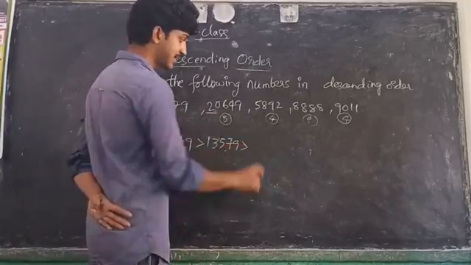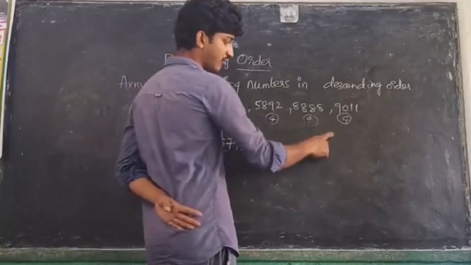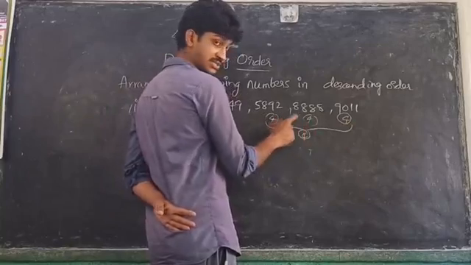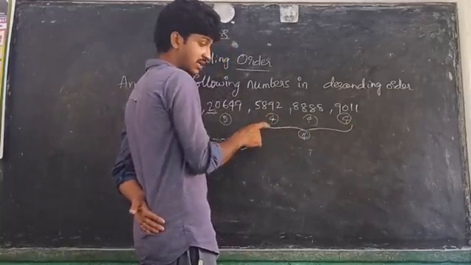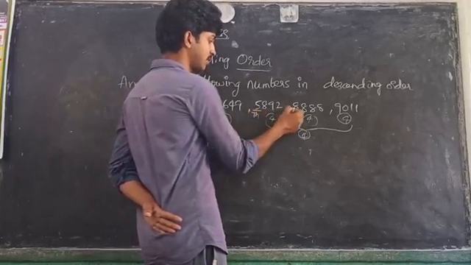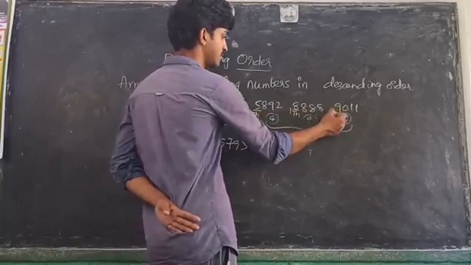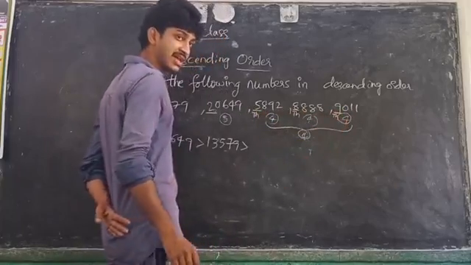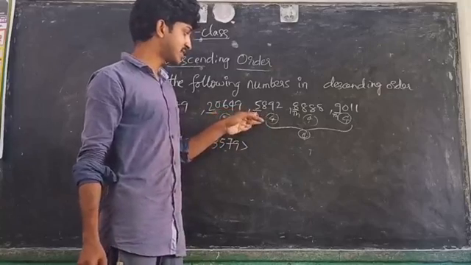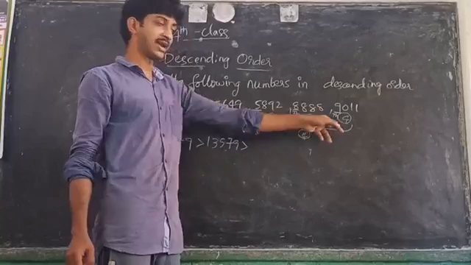Now compare these three numbers, because these three numbers are 4-digit numbers. Now compare these three numbers separately. In these three numbers, the highest place value is the thousands place. When you compare these three numbers, each is a different number. 5 is here, 5 is here, 8 here, and 9 here.